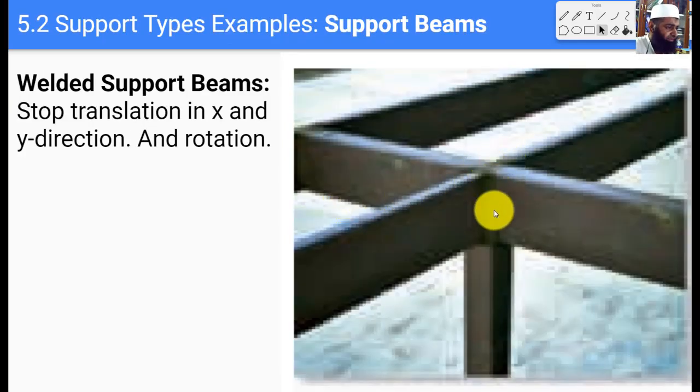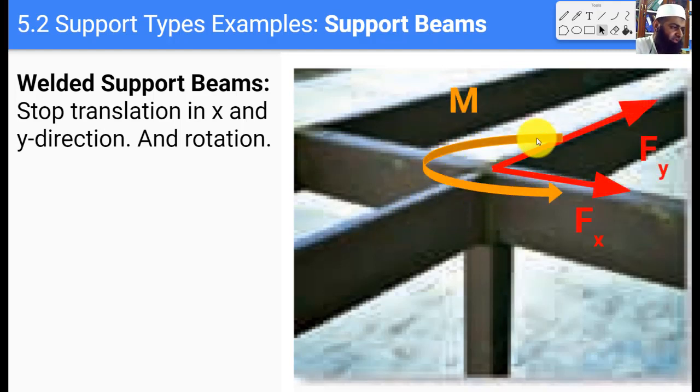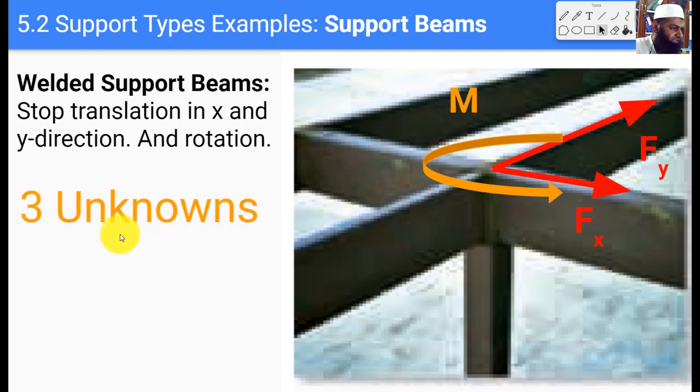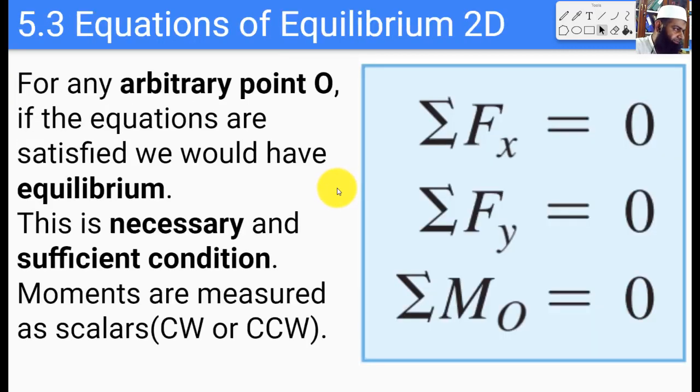Here we have a welded beam, and as we discussed earlier, a welded beam stops both translation and rotation. So in this case both the translation in x and y are restricted, and the rotation about the z-axis is also restricted. So we would replace the support with two forces and one couple moment, and so that is why this support would give us three unknown reactions: two forces and one couple moment.